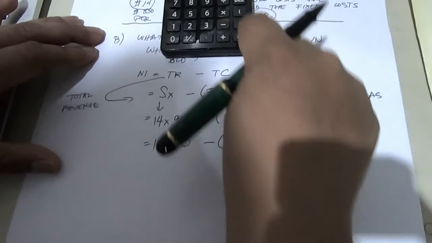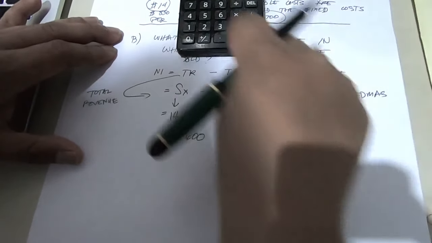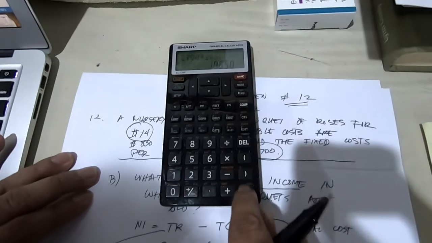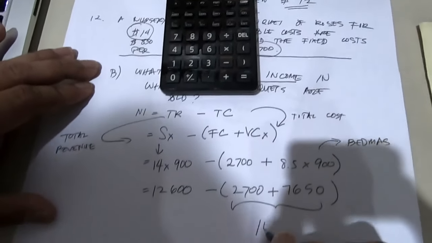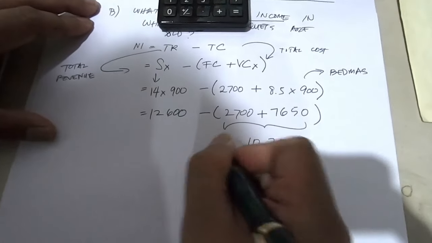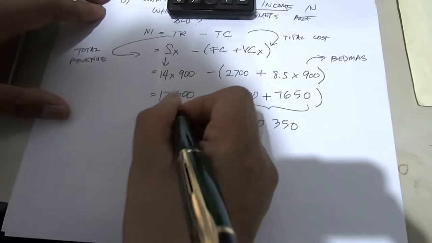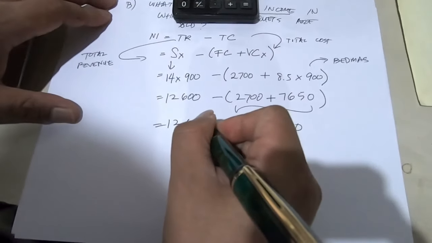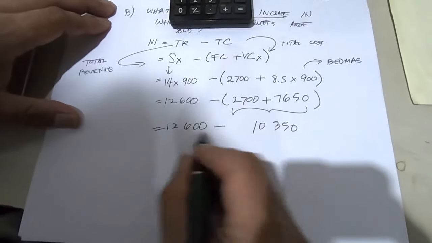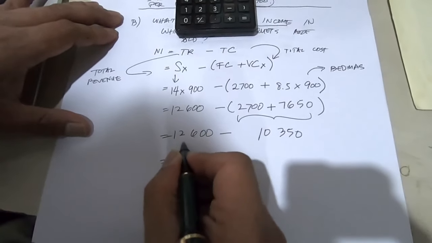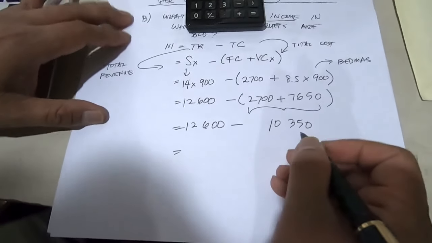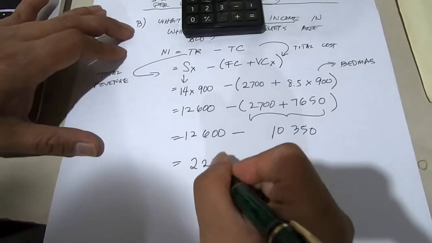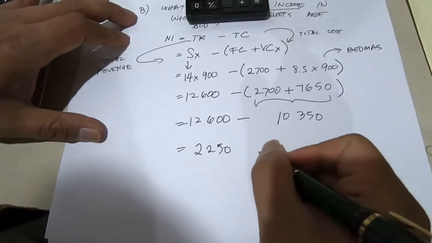2,700 plus 7,650 will be 10,350. That'll be negative. Bring down 12,600. Okay. This becomes 12,600 minus 10,350. That'll be 2,250. So that's your net income.